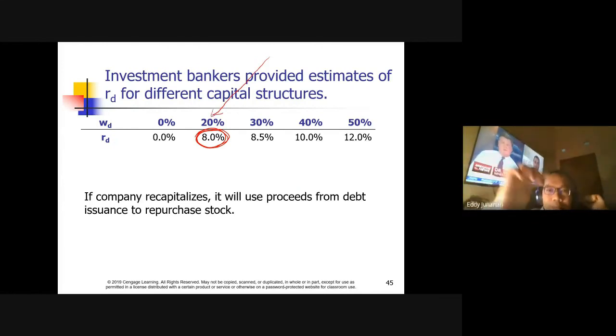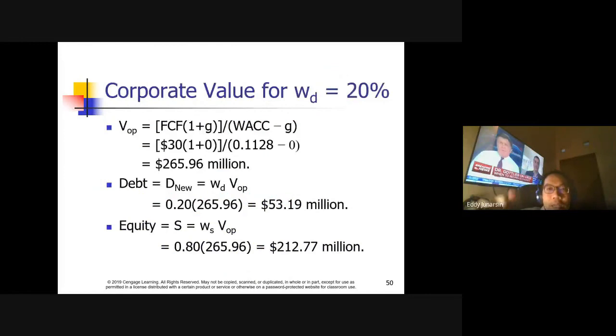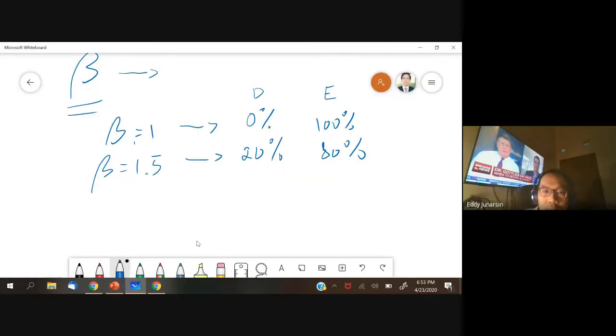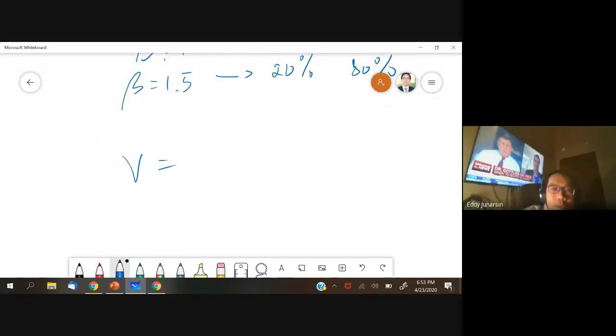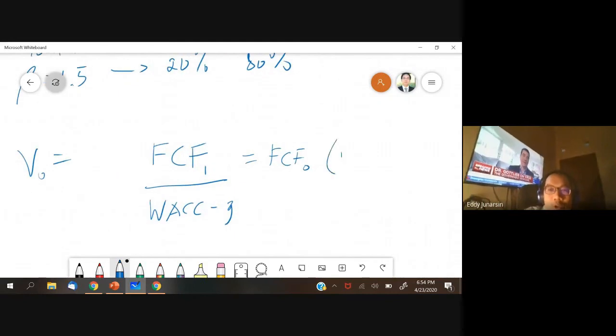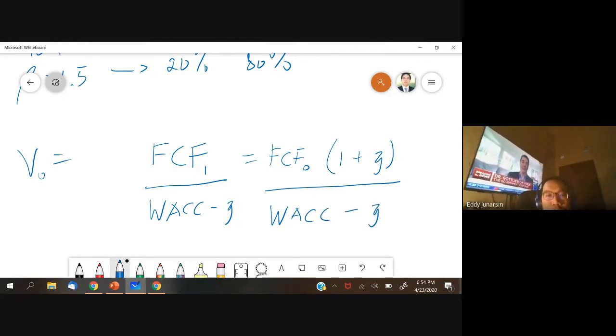The second alternative would be 20% debt. We can try it. So we use again the constant growth forever model. The value of the firm would be the next cash flow divided by the cost of capital minus the constant growth forever. And this is just the same as the current cash flow that grows by constant growth forever, divided by cost of capital minus the constant growth forever.